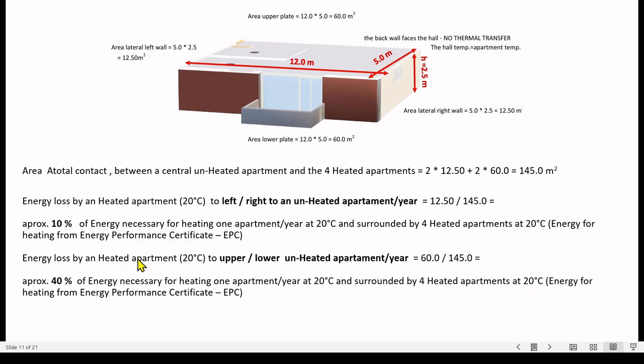Also, energy lost by a heated apartment to an upper or lower unheated apartment a year is 60 divided again by 145, which means approximately 40% of the energy necessary for heating one apartment a year at 20 degrees. So this ratio on the total area of contact depends on the apartments. In general, they don't differ very much.